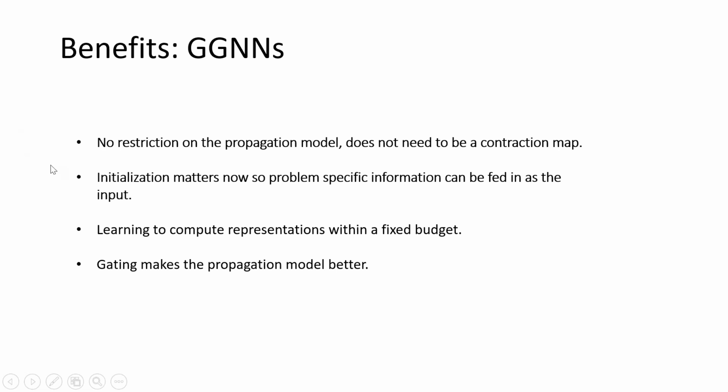So, benefits of GGNs. No restriction on propagation model, it does not need to be a contraction map. Initialization matters now, so problem-specific information can be fed in as the input. Another thing is learning to compute representation within a fixed budget, and the gating mechanism makes the propagation model better.